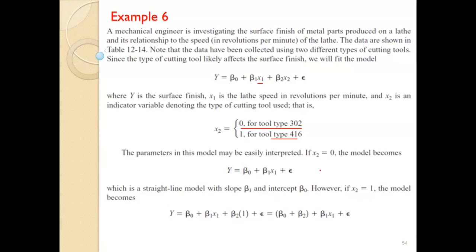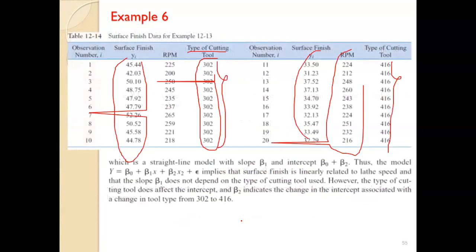This is the equation if X2 equals 0. You get this equation, which is linear. If X2 equals 1, you get this equation, for example, like this. Then we generate the general equation: y equals beta 0 plus beta 1 x1 plus beta 2 x2. And x2 is for 302 and for 416. You can fit this also.